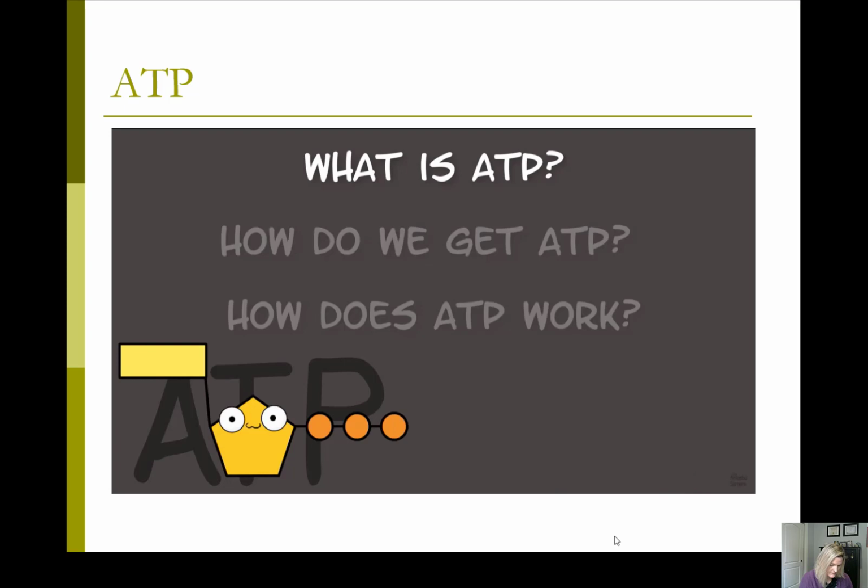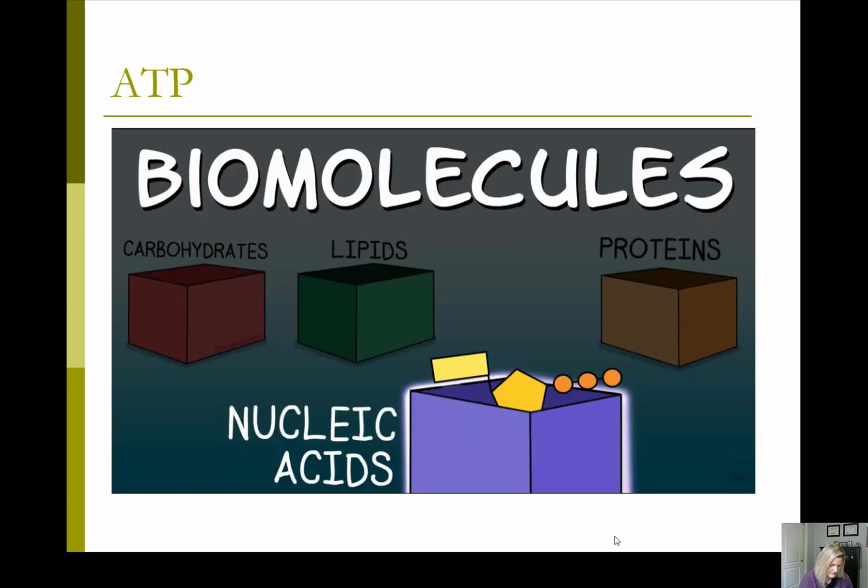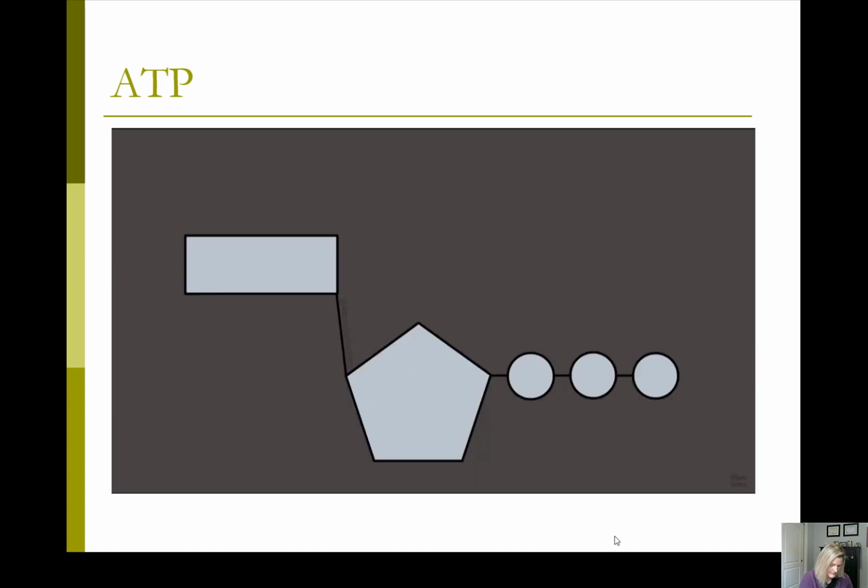So what is ATP? If you remember the four major biomolecules, ATP would fit in with nucleic acids. Yes, like DNA and RNA. ATP is a nucleotide derivative, so it has those three parts you'd see in DNA or RNA nucleotides: phosphate, sugar, base, but it actually has three phosphates.